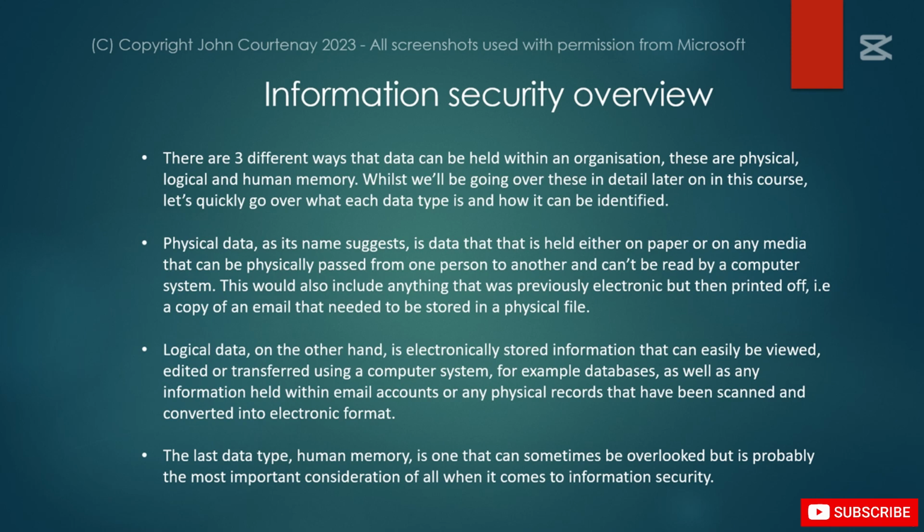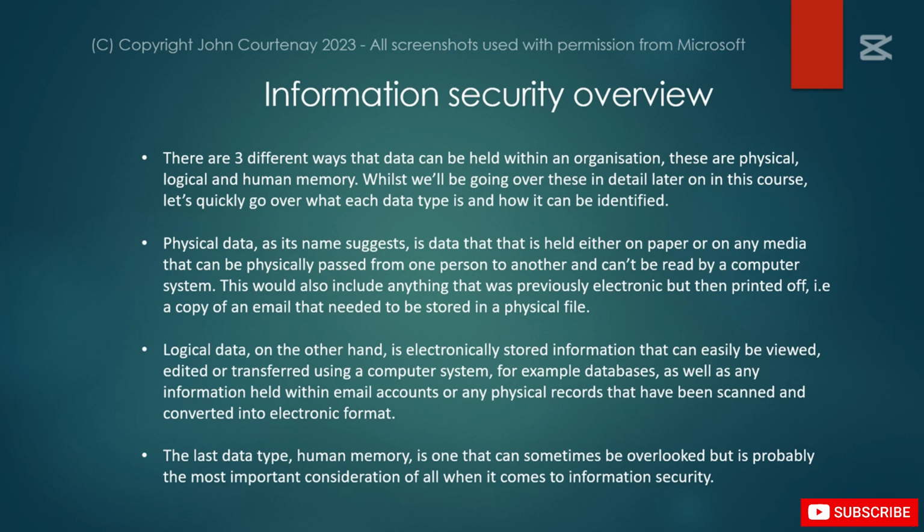Physical data, as its name suggests, is data that is held either on paper or on any media that can be physically passed from one person to another. This would also include anything that was previously electronic but then printed off, i.e. a copy of an email that needed to be stored in a physical file. Logical data, on the other hand, is electronically stored information that can be easily viewed, edited or transferred using a computer system.